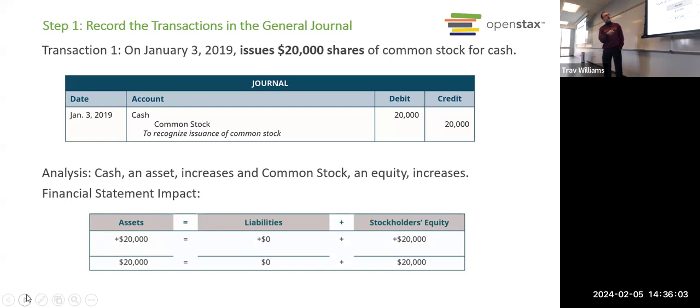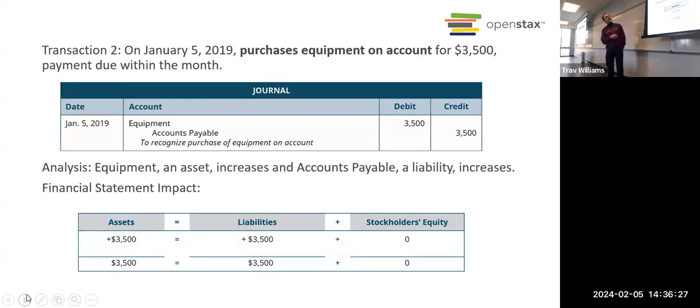So here's a company issuing $20,000 worth of common stock. Again, the company gets cash, gives out common stock. We can look down here and see what impact that has on the accounting equation. Assets went up from the cash, right? And equity went up because the stock was issued. Okay.